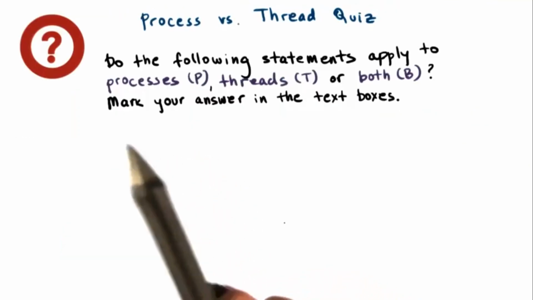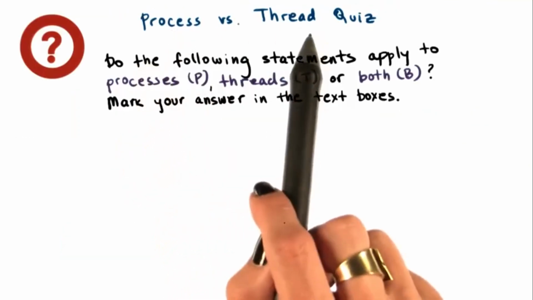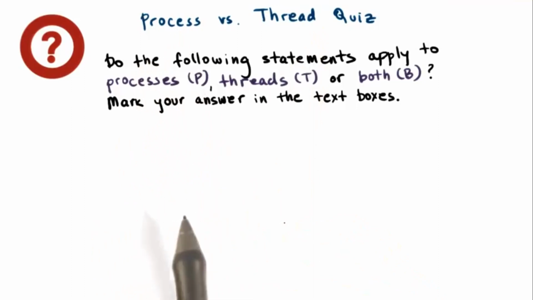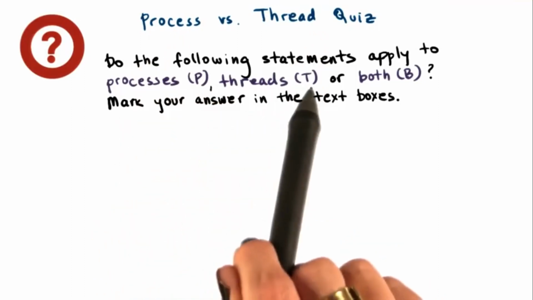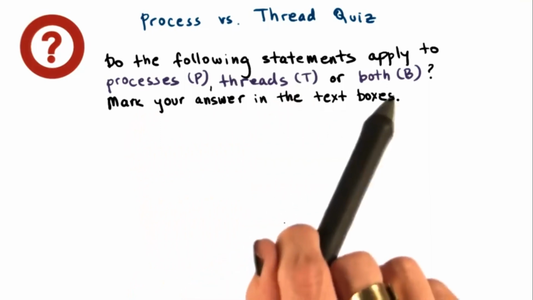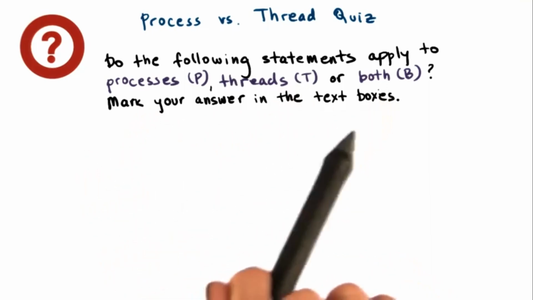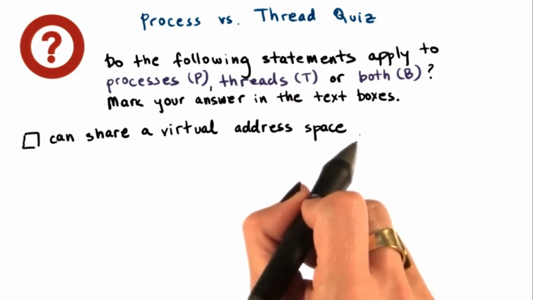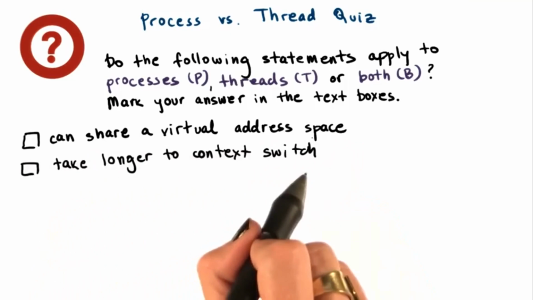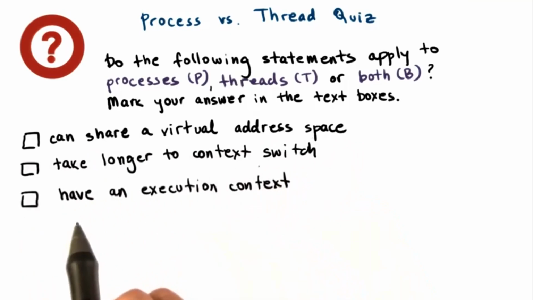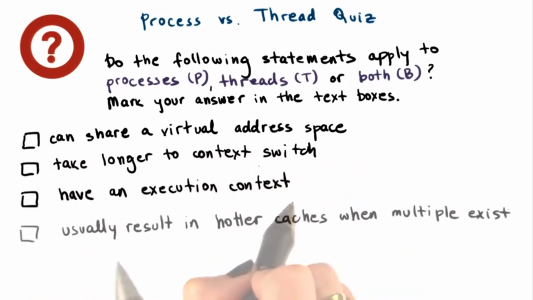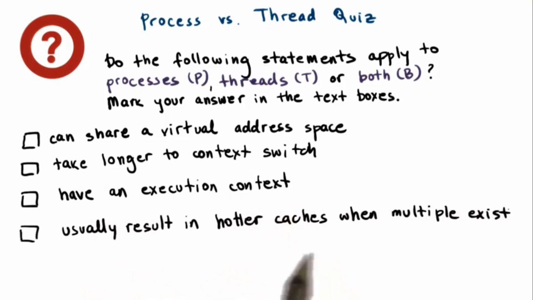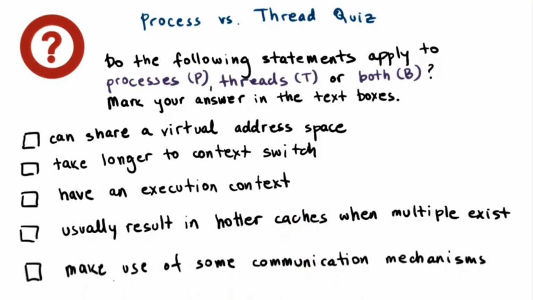To make sure we understand some of the basic differences between a process and a thread, let's take a look at a quiz. You'll need to answer if the following statements apply to processes, threads, or both. And please mark your answers in the text boxes. The first statement is, can share a virtual address space. Next, take longer to context switch. The third one, have an execution context. The fourth one, usually result in hotter caches when multiple such entities exist. And then the last statement, make use of some communication mechanisms.